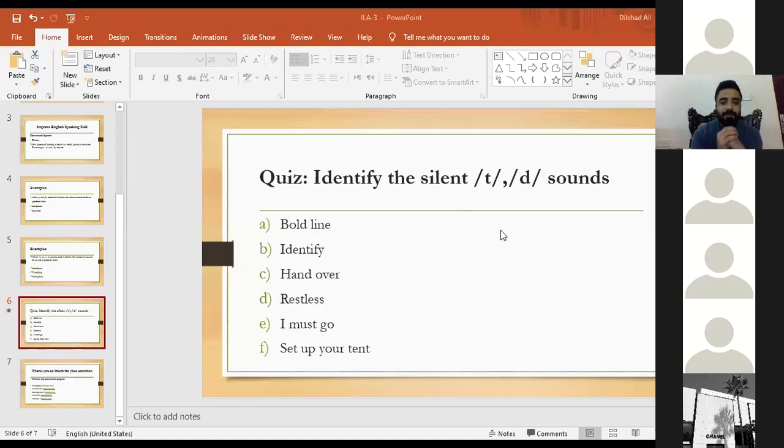Okay, I'm going to read it in an American accent. Whatever you want. So the first one is boat line. Identify. Hand over. Restless. I must go. Set up your tent. That is my reading for that. Thank you so much. You're welcome. Who else wants?